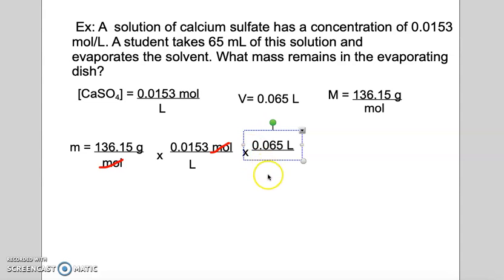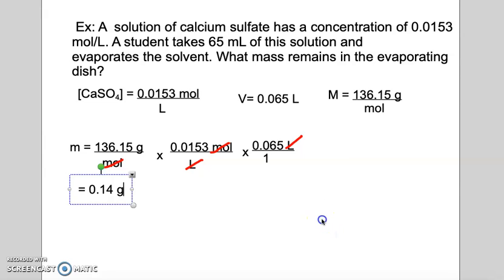0.065 liters on the top, and we're just going to put a 1 on the bottom. And then again, go to those units, we look at them, and we are going to eliminate that unit of liters. So when you have a look at those units now, everything cancels except for grams, which is what we're looking for. Okay, so we type that in our calculator. We do 136.15 times that 0.0153 times that 0.065. Significant digits, we can have 2, so we should be getting 0.14 grams for that one.